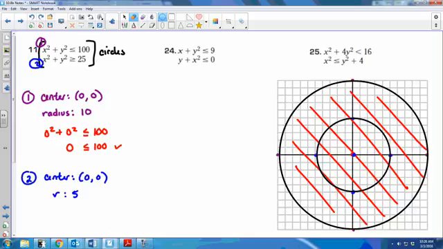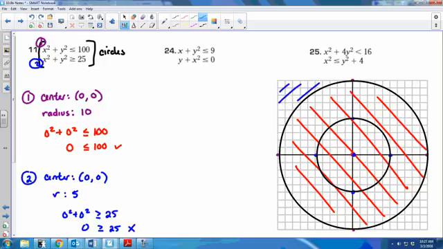Now this one says greater than or equal to 25. So where do you think you're going to shade? Inside the circle or outside the circle? Outside. If you weren't sure, use a test point. You can use 0, 0 again. 0 squared plus 0 squared is greater than or equal to 25. Is 0 greater than or equal to 25? No, so you can't shade inside. All right? So we'd be shading outside the circle. So outside the circle would be everything outside that circle.